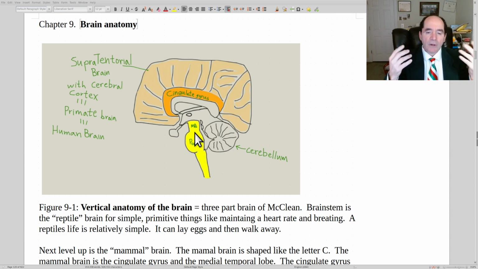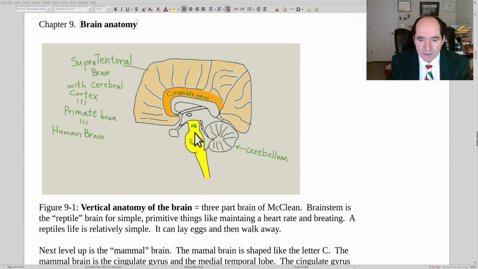So that's your reptile brain, and that's thought to be just primitive stuff: maintaining heart rate, maintaining blood oxygen levels, and the simplest desires. Okay, I want food, I want sex.